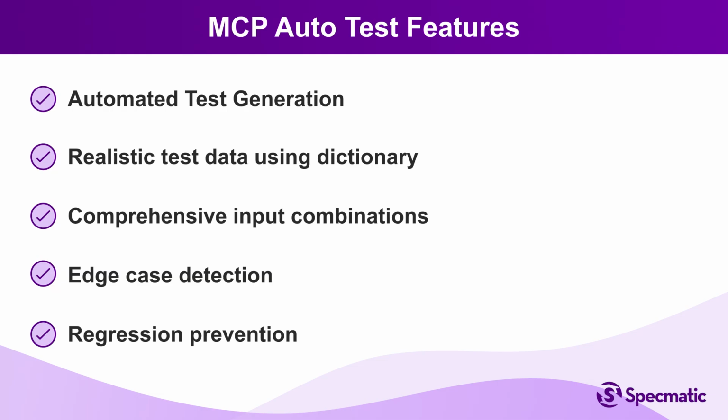This completely solves both challenges we faced with MCP Inspector, which were no more manual testing. You can run comprehensive test suites with a single command, and no more missed edge cases due to automatic input combinations which catch issues you would never test manually. MCP Auto-Test gives you the ability to iteratively develop and test your MCP servers without the tedious manual effort, ensuring your tools work correctly as your implementation evolves.